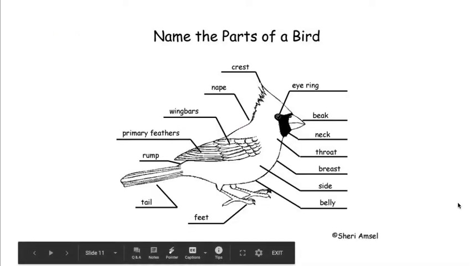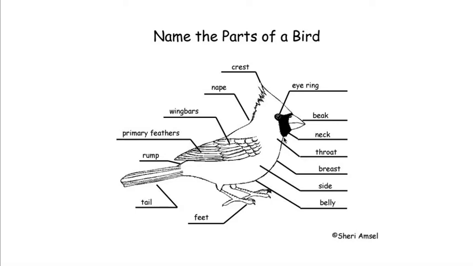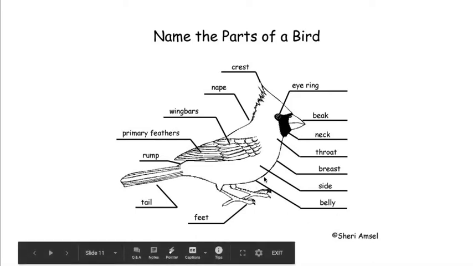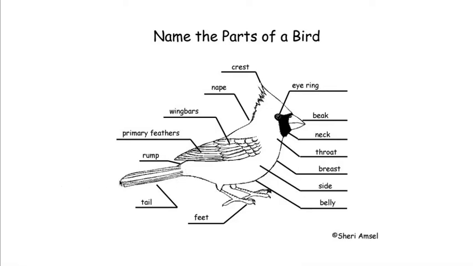Okay, so this bird is a robin. So we have the beak over here, the neck down here, the throat, the chest, the side, the belly, kind of the bottom almost, feet, the tail out here. A tail can be really tiny or it can go way, way, way out, like on a robin. There's the rump of a robin.